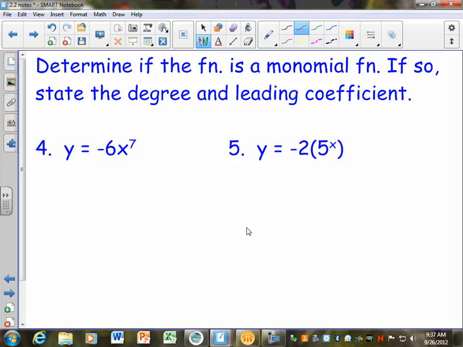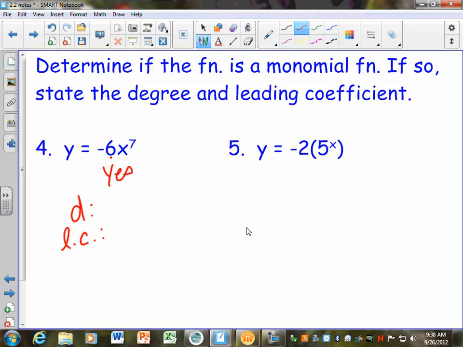Is number 4 a power function? It has the constant in front, which happens to be -6, and it has a letter to a power. It's a power function. Is it also a monomial function? Yes. This is a nice constant number here. This is a positive integer. And so yes, it is a monomial. And just like we did on that worksheet over 2-1, you should be able to tell me hopefully the degree and the leading coefficient without much trouble here.